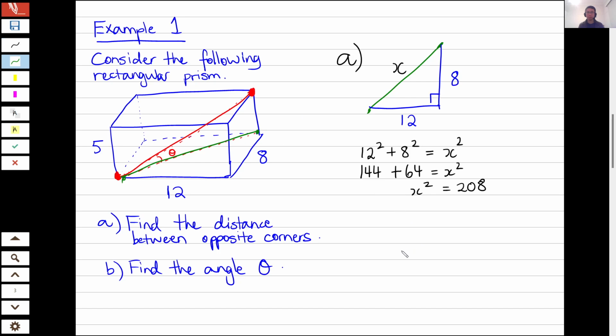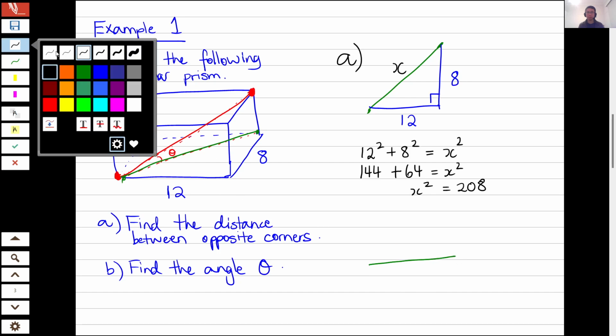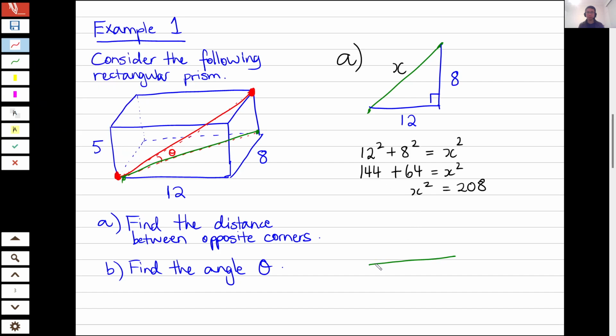And that's where I'm going to draw another triangle. This time, I'm going to have the green line as one of the shorter sides, and the red line as the hypotenuse of the triangle. And now what's going to happen is, I'm going to have 5, which is the height of the prism, x, which is down the bottom, and y as my hypotenuse, which is what I actually want to find.